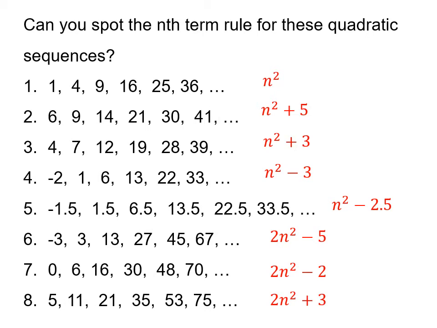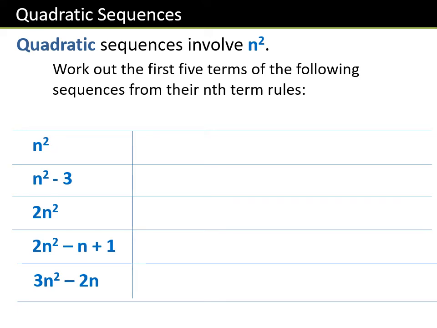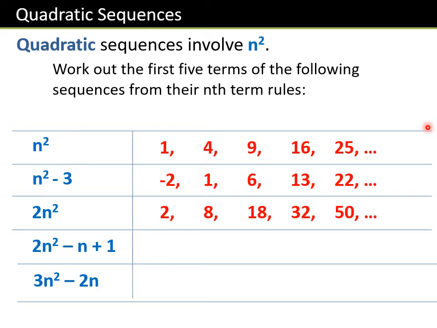Okay, we're going to go into some more complicated quadratic sequences. First of all, write out the first 5 terms of each of these sequences. So we just put in n equals 1, 2, 3, 4, 5 to work out what these are. So n squared, 1 we can just write down, n squared minus 3 you can write down from that, and probably 2n squared, just double each of the terms.